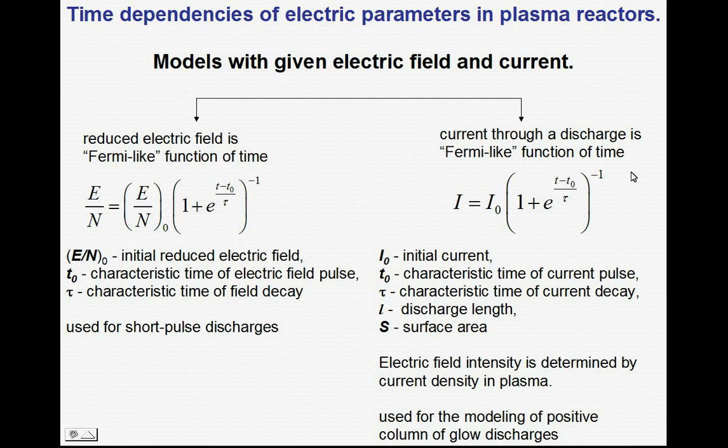Current through a discharge is a Fermi-like function of time. The function contains five parameters: initial current, characteristic time of current pulse, characteristic time of current decay, discharge length, and surface area. Electric field intensity is determined by current density in plasma. This function is usually used for the modeling of positive column of glow discharges.